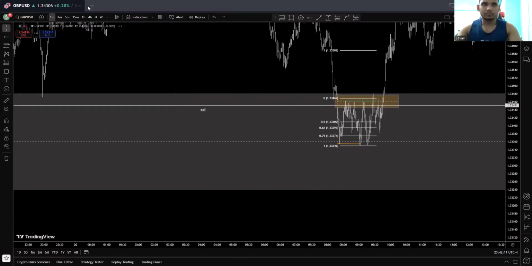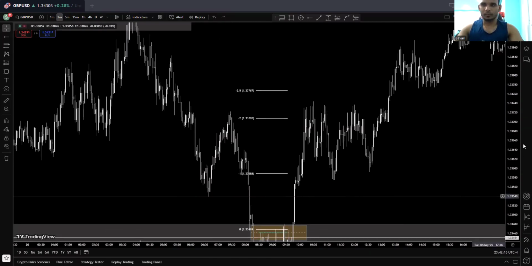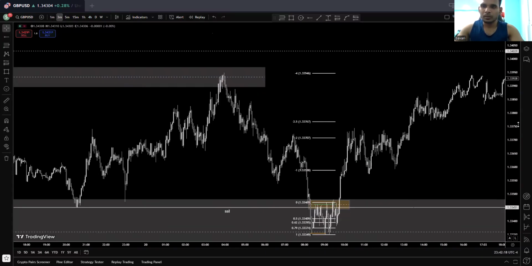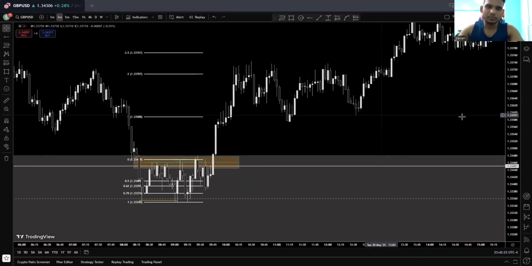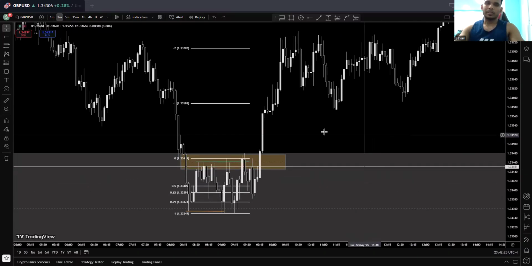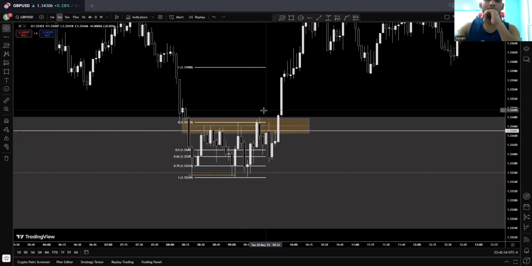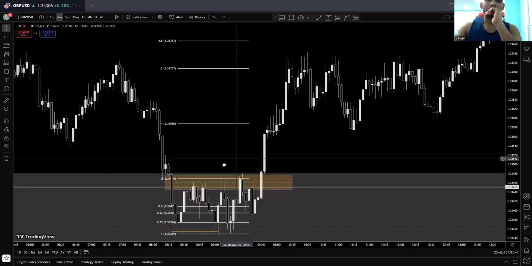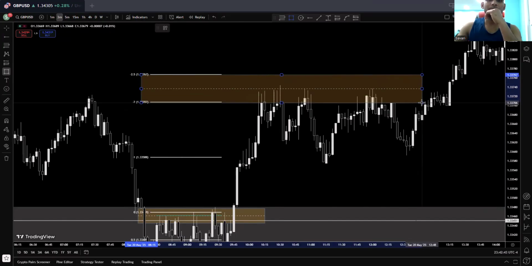Since it is my structure shift, where can I expect the price to be heading towards? The last low before the structure shift, this is the significant swing getting broken above. So we're getting flipped. So this 2 to 2.5 is going to be my first target.